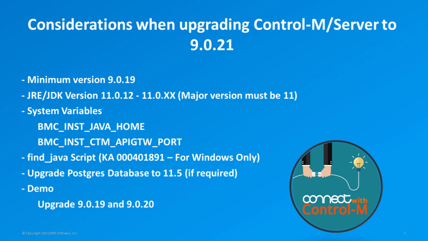For the first part of the demo, we will upgrade a freshly installed Control-M Server version 9.0.19.200 on a Linux machine. The second part will be for a Windows machine with version 9.0.20.200 installed. Let's proceed to our Unix machine.